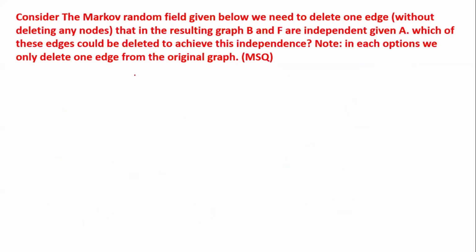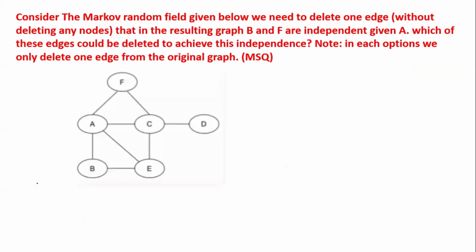Now coming to the next question. Consider the Markov random field given below. We need to delete one edge without deleting any node, so that in the resulting graph, B and F are independent given A. Which of these edges would be deleted to achieve this independence? Note that in each option, we only delete one edge from the original graph. This is an MSQ type of question and these are my options.